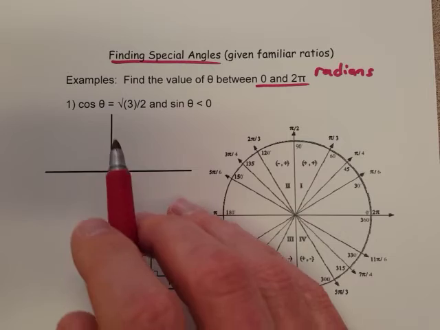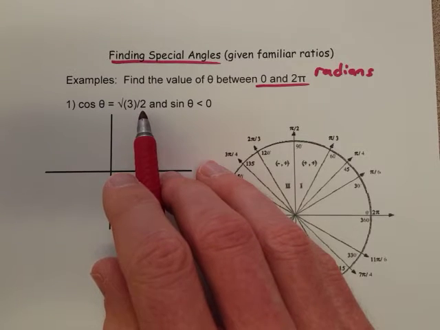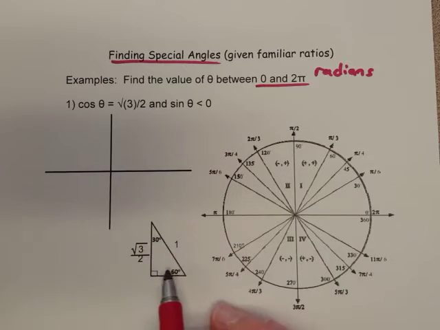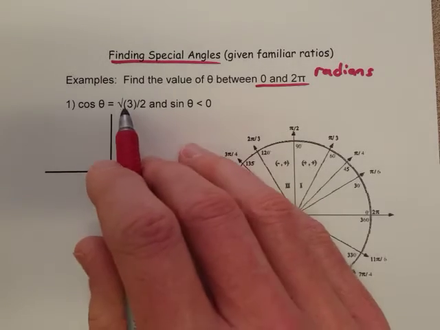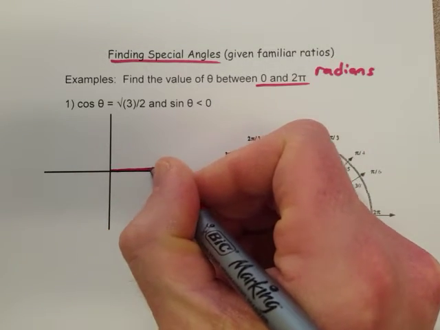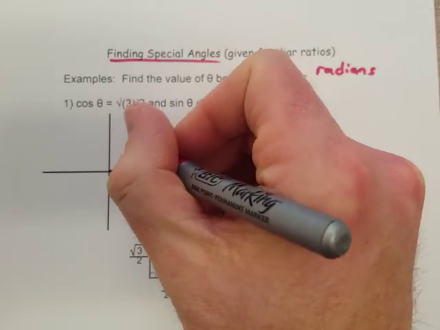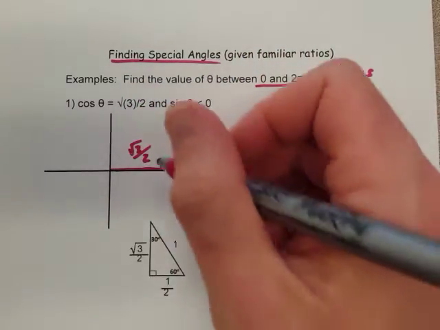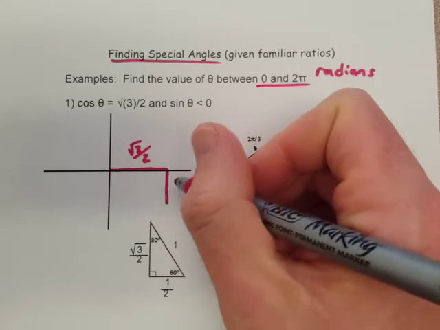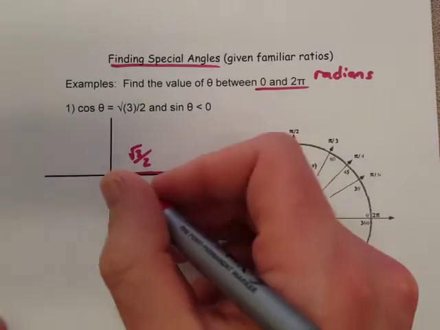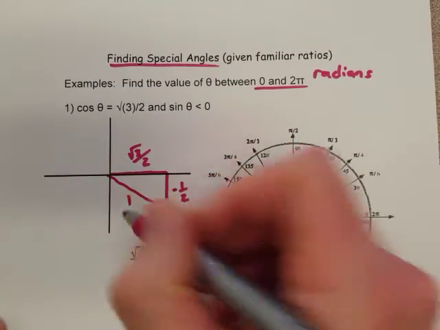Now it says here that the cosine is square root of 3 over 2. Whenever you see square root of 3 over 2, we are talking about a 30, 60, 90 triangle. The cosine is the part that goes along the x-axis, so we want this one to be square root of 3 over 2. If that's one of the legs, the other leg that comes down here is going to be the 1/2, or negative 1/2 in this case. And then the hypotenuse is going to be 1.